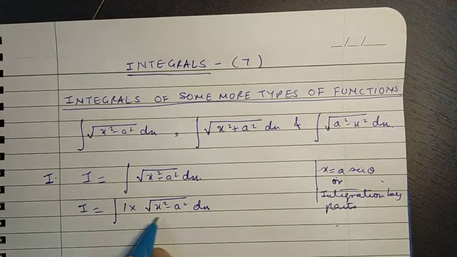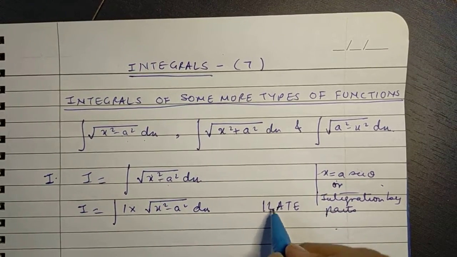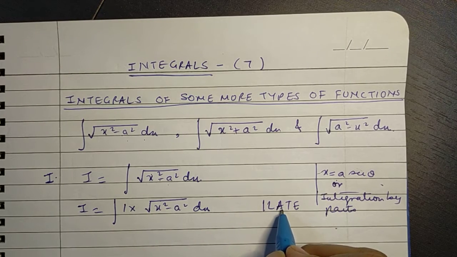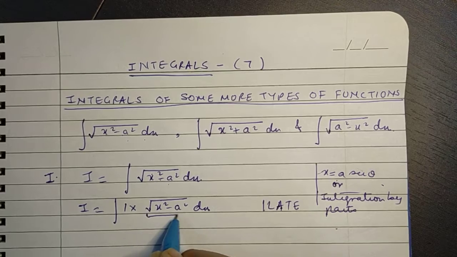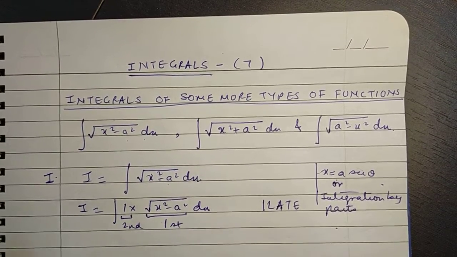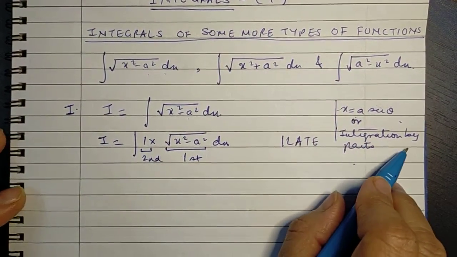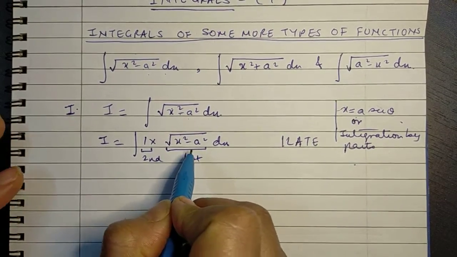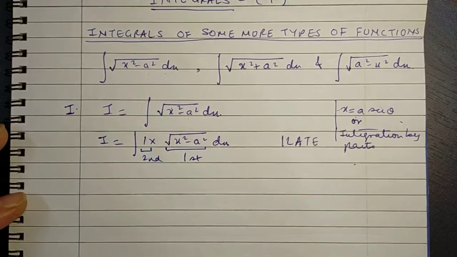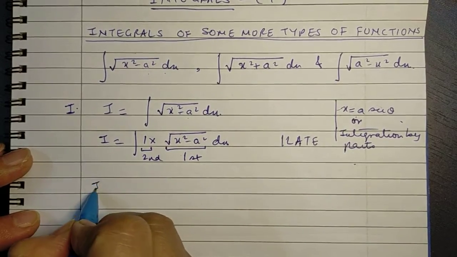Now if you just see, both are algebraic functions, so if you follow the procedure of ILATE, both 1 and the square root function fall into the category of algebraic functions. So we prefer taking the square root as the first function and 1 as the second function. The reason being, we know that for the process of integration by parts, the first function we don't have to integrate, we either use it as it is or we differentiate. So the complicated one we have taken as the first function. So let's apply integration by parts.